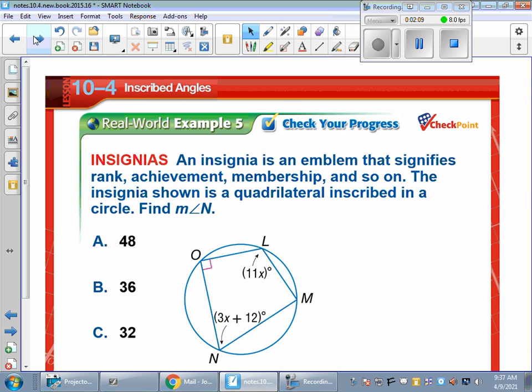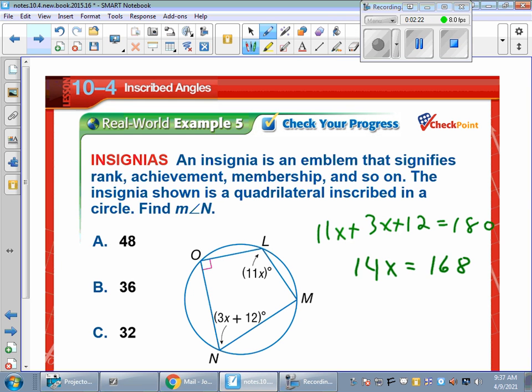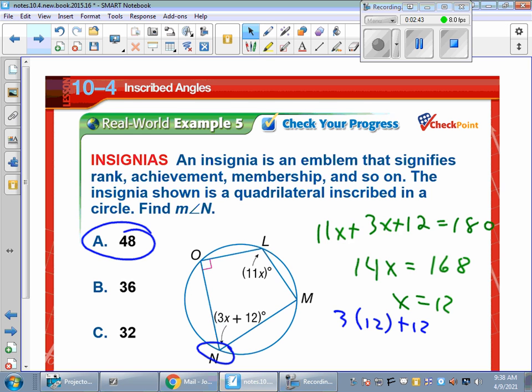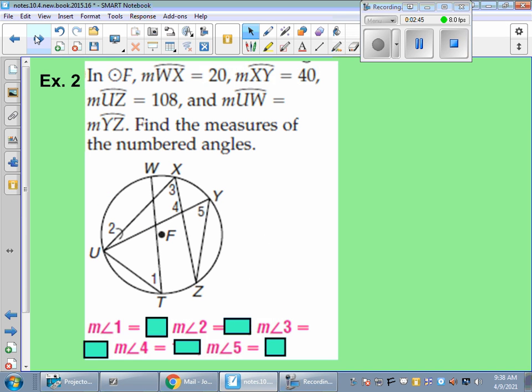All right, same idea here. Check everything is correct. Inscribed: 11x plus 3x plus 12 equals the 180. So again, same idea, 14x equals 168. So you are going to divide that, and x is 12. Let's make sure I check the angles. They want the measure of angle N. So that is 3 times 12 plus 12. You get a final answer of 48. 48, great.